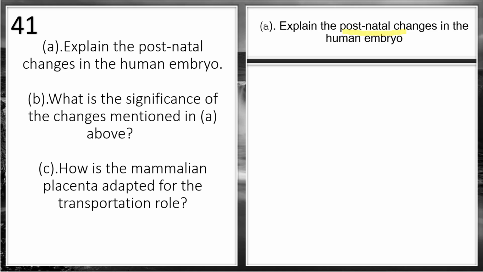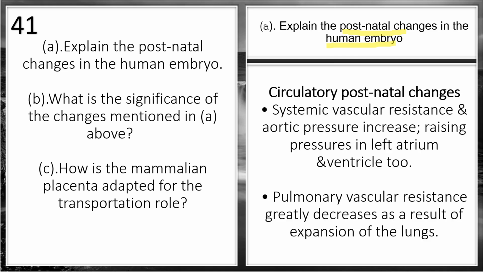Explain the postnatal changes in the human embryo. Circulatory postnatal changes. Systemic vascular resistance and aortic pressure increase, raising the pressure in the left atrium and ventricle too. Pulmonary vascular resistance greatly decreases as a result of the expansion of the lungs.